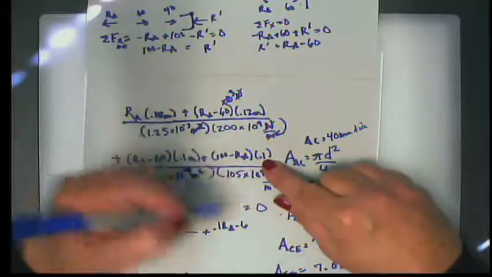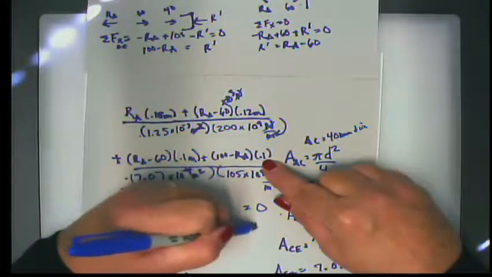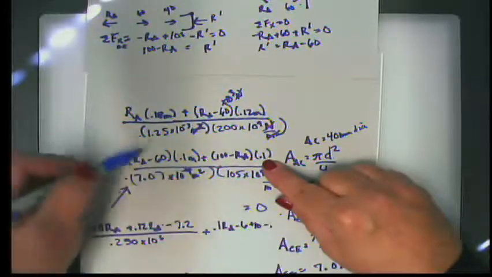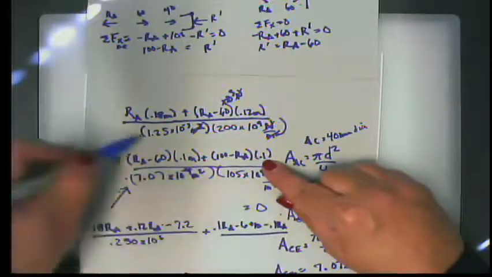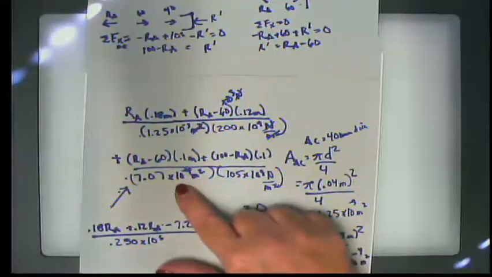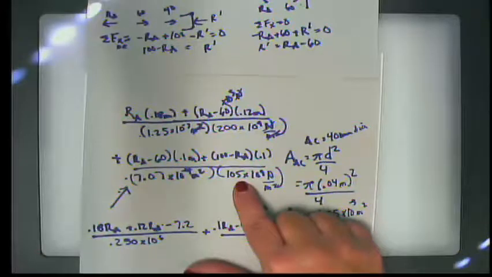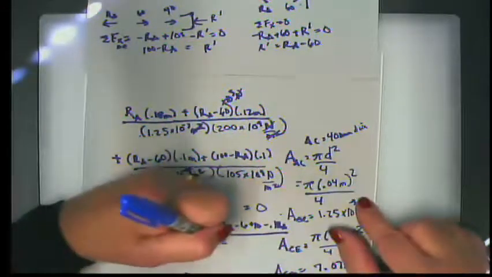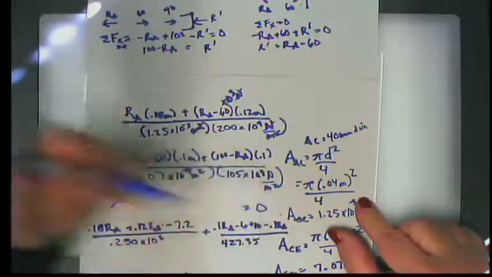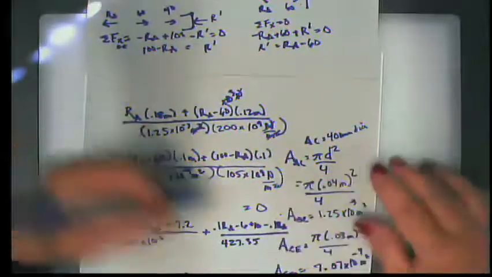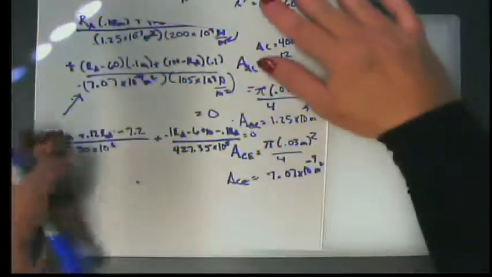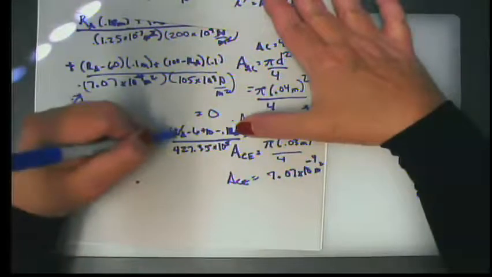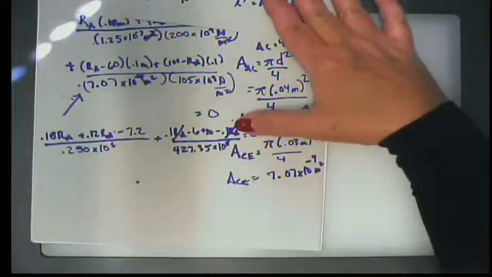Then when I multiply 0.1 times 100, I get 10. So this is plus 10 minus 0.1 R sub A equals, over this product here, 7.07 times 10 to the minus 4th times 105 times 10 to the 9th is 427.35, and that's going to be times 10 to the 5th, okay, equals 0. Now, if you look at this second term, I have 0.1 R sub A minus 0.1 R sub A. So the R sub A's here go away.